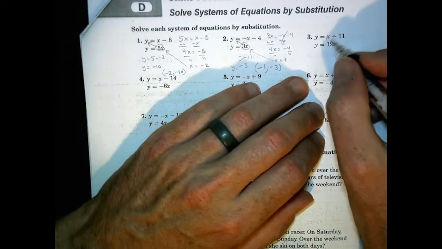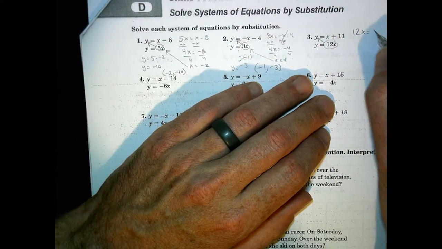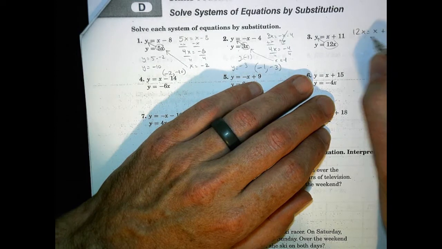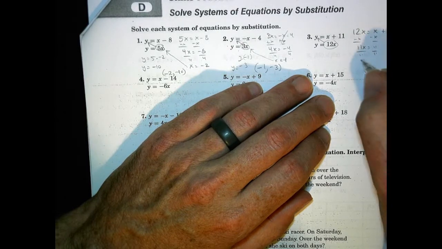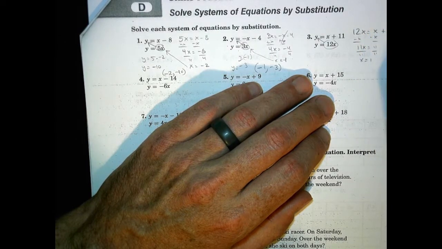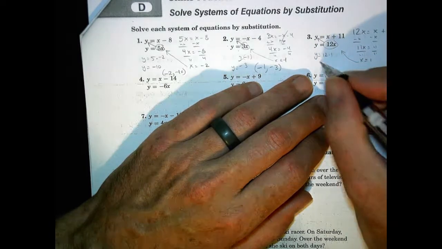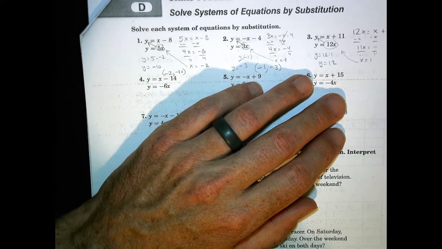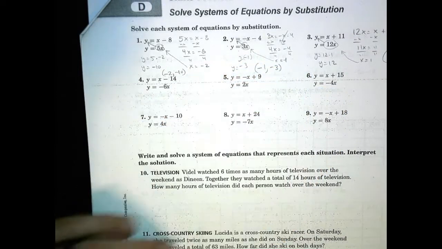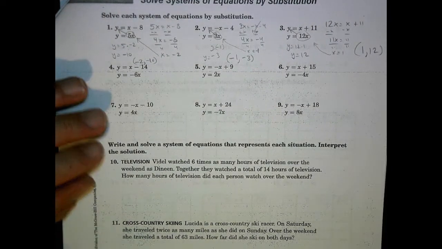Number 3, I'm going to plug the 12x right there. So 12x equals x plus 11. Subtract x, and we have 11x equals 11. Divide both sides by 11, and x equals 1. We're going to plug the 1 into there, so y equals 12 times 1. So y equals simply 12. So we have 1 comma 12 for the solution for those two equations. Whoops, 1 comma 12.